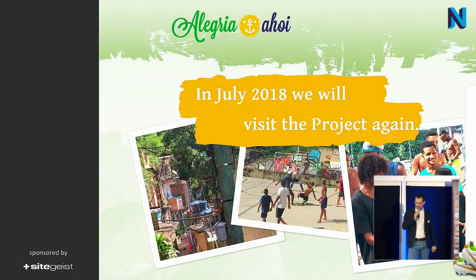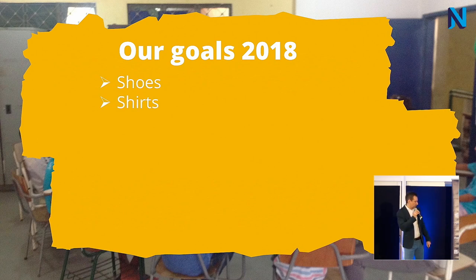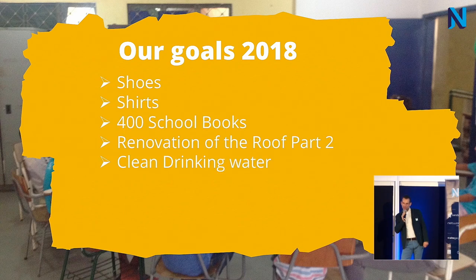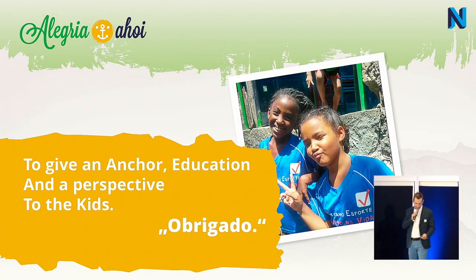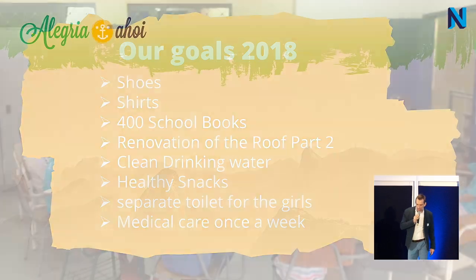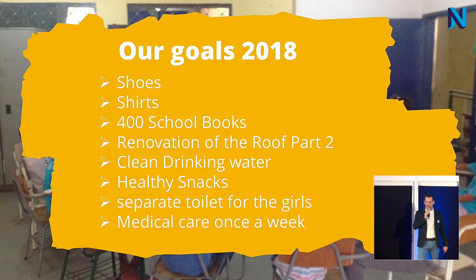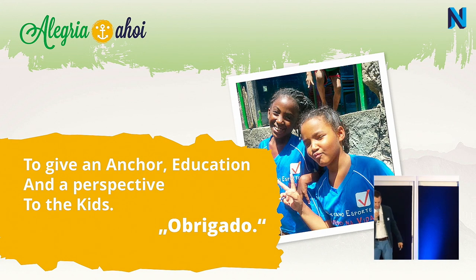What we did, we'll visit the project again. These are our goals. We need even more shoes to attract more kids, and shirts, and maybe 200 school books. The second part is the renovation of the roof. We have to organize clean drinking water, snacks for the children after playing soccer, a separate toilet to attract the girls, and medical care once a week.